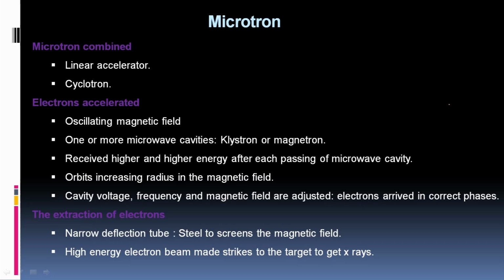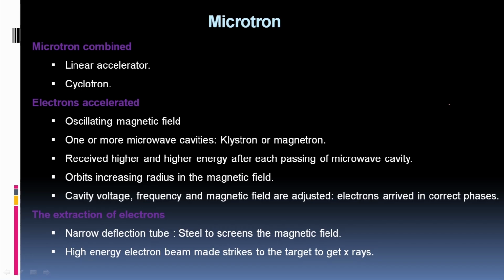Now coming to a special equipment that is known as microtron. Microtron combines two kinds of equipment, one is the linear accelerator and another is the cyclotron. So you can say microtron is the equipment which combines the design of the linear accelerator and the design of the cyclotron. Electrons are accelerated when they experience an oscillating magnetic field and pass one or more microwave cavities, which may be klystron or magnetron.